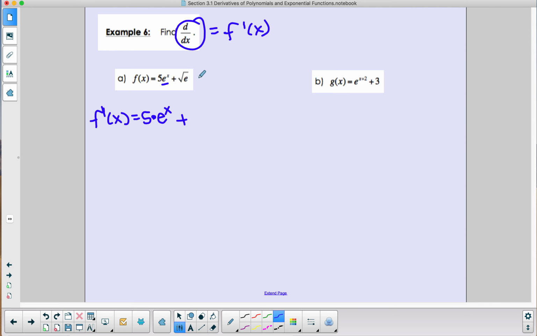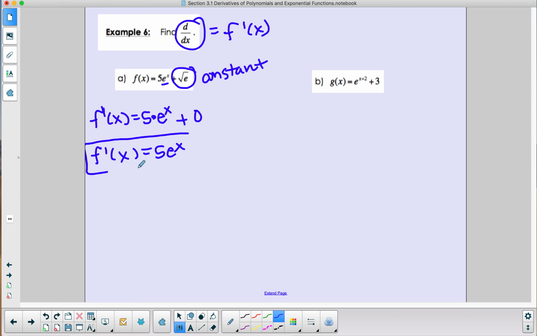Plus, now if I look at this next part, there is no x, and if there's no variable associated with it, then that is a constant. You can type the square root of e into your calculator, and it will give you a number. You have to remember e and pi are not variables, they are numbers. So the derivative of that is 0. Then I would just write f prime of x equals 5e to the x. So there's my answer for example 6a.